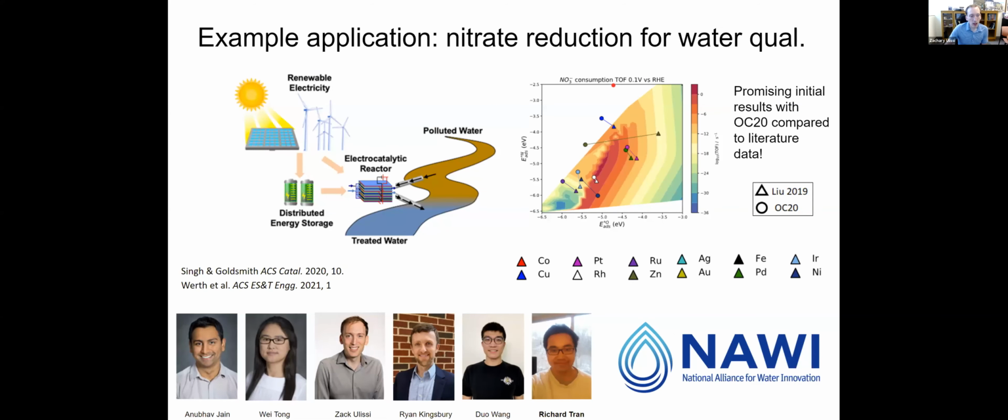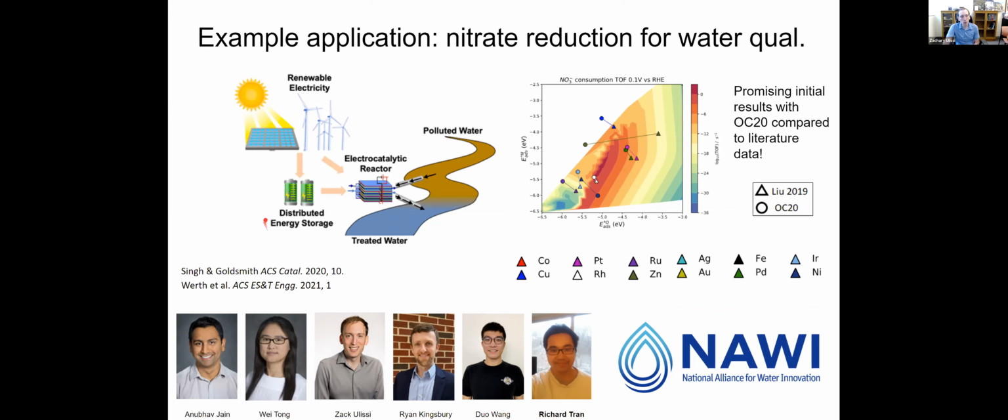As another example, I wanted to highlight some work that we're doing with Anubhav Jain, who also is part of the Materials Project, obviously, and Wei Tong at LBL. And we've been lucky to work with some graduate students as part of the Materials Project, Ryan Kingsbury and Christine's group, Duo Wong and Anubhav's group, and Richard Tran, who also happened to do his PhD with Xu Ping and has contributed a lot to PyMatGen and Materials Project type applications in the past.